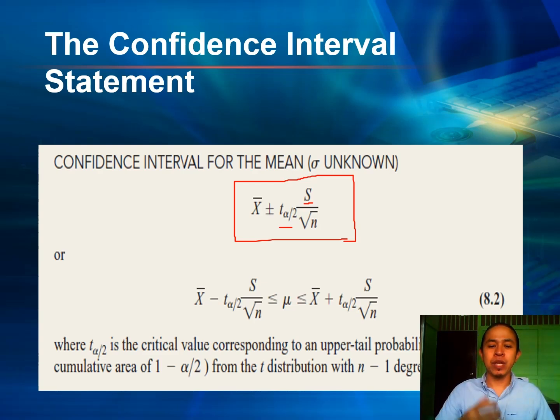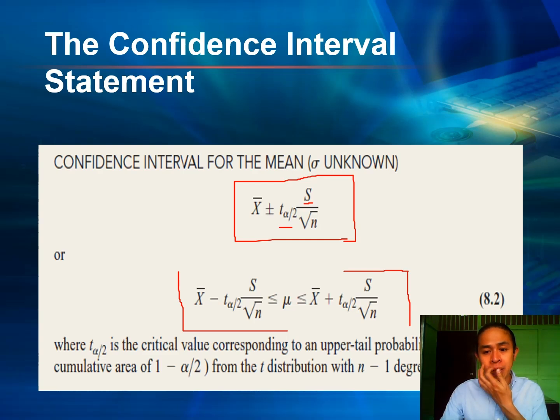So same process that we did earlier. You're going to use this. This is how you're going to prepare the confidence interval estimate. Here, the t alpha divided by 2 value is the critical value corresponding to the upper tail probability of alpha divided by 2 from the t distribution with n minus 1 degrees of freedom.